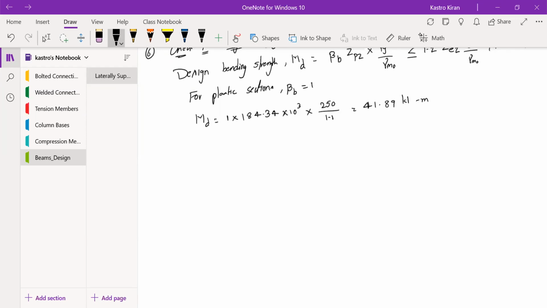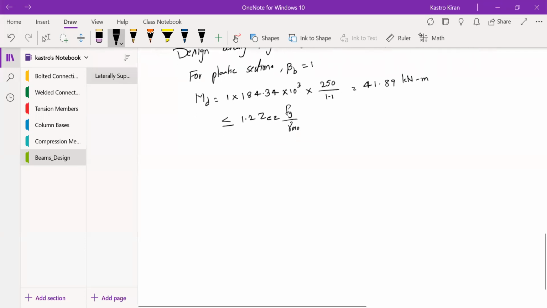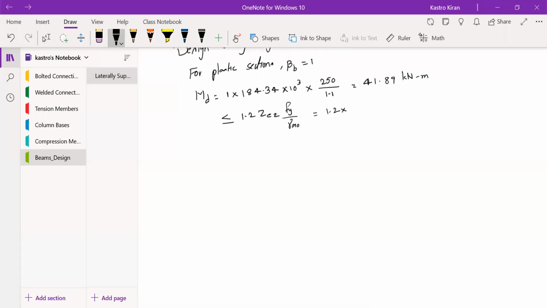And remember, this value must be less than or equal to 1.2 into ZEZ into Fy by gamma m naught. So let's check whether it is satisfying the condition or not. That will be 1.2 into ZEZ value 169.7 into 10 cube, into Fy value 250 and gamma m naught 1.1. If you solve for this one, it is 46.28 kilonewton meter. So the condition is satisfying.